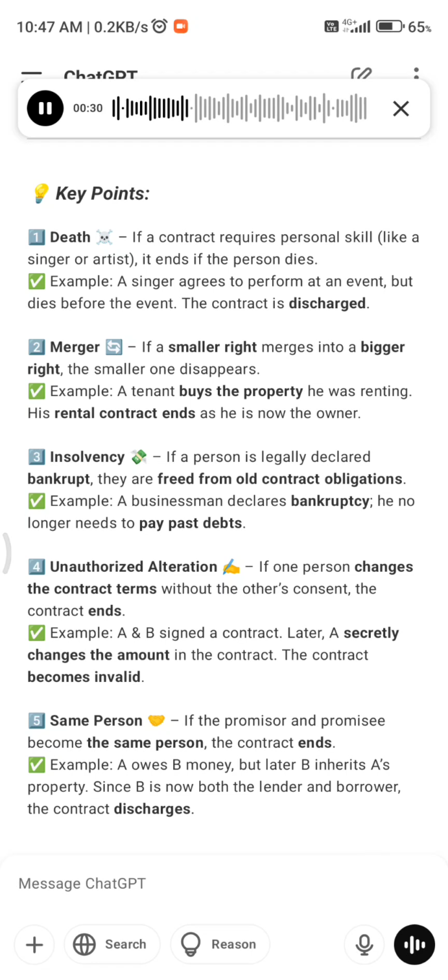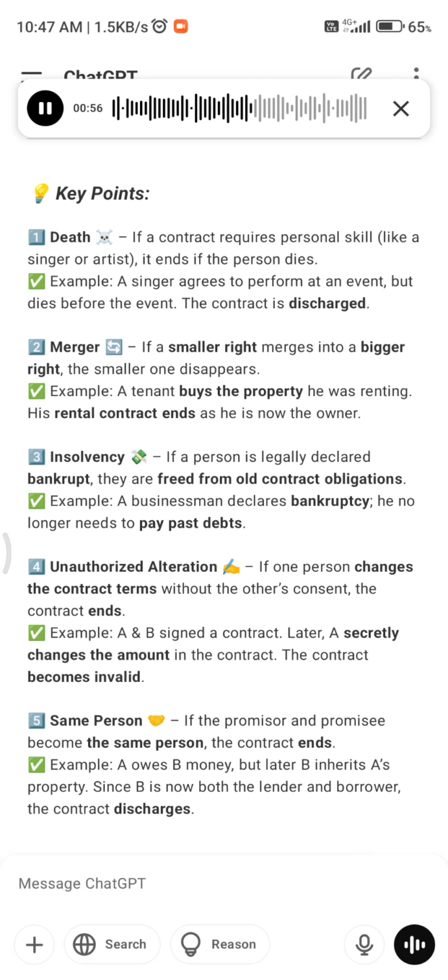2. Merger. If a smaller right merges into a bigger right, the smaller one disappears. Example: a tenant buys the property he was renting. His rental contract ends as he is now the owner. 3. Insolvency. If a person is legally declared bankrupt, they are freed from old contract obligations. Example: a businessman declares bankruptcy. He no longer needs to pay past debts.